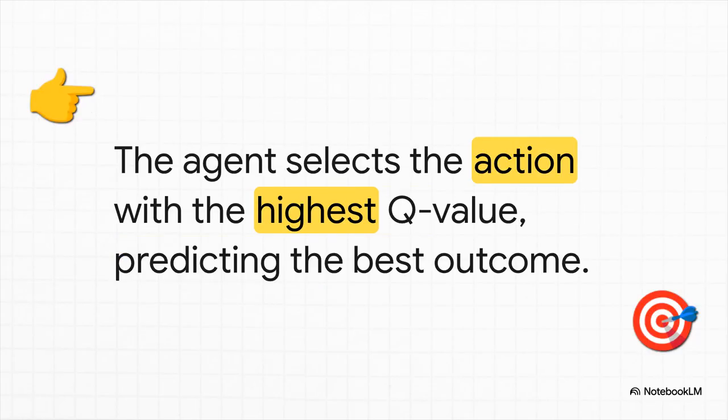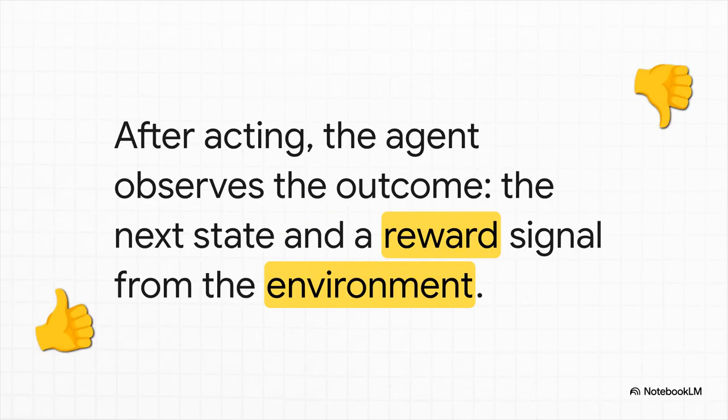Right, so based on that state, the network fires up, crunches the numbers, and spits out those Q value scores for every possible action. Then it just picks the winner, the action with the highest score, because that's what it predicts will lead to the best outcome. Now, after it takes an action, the AI gets feedback.